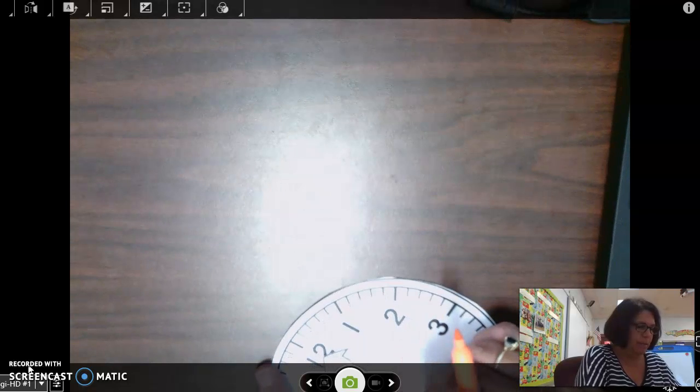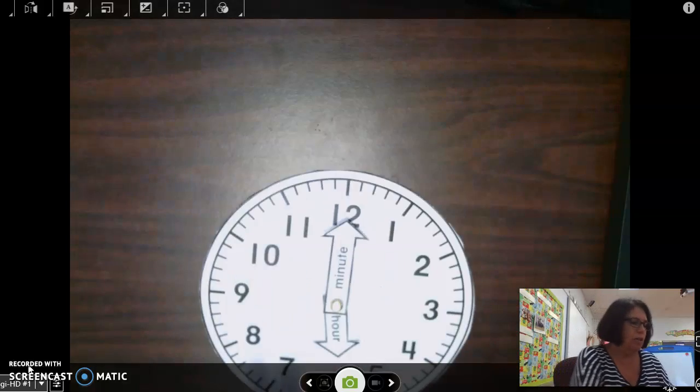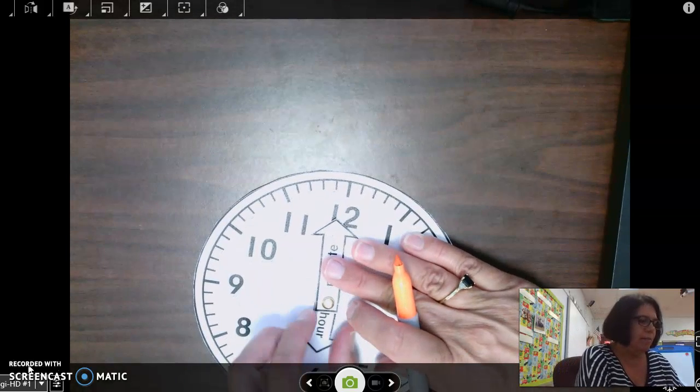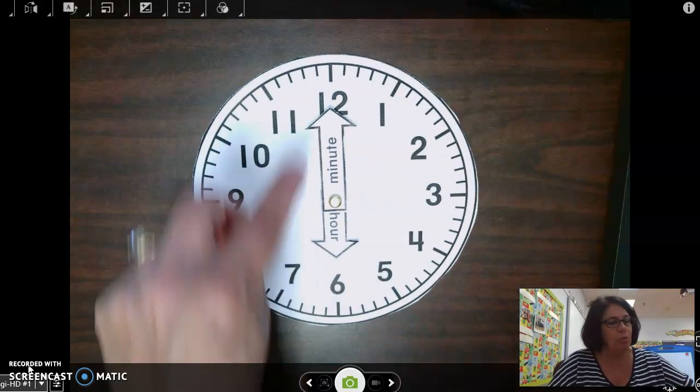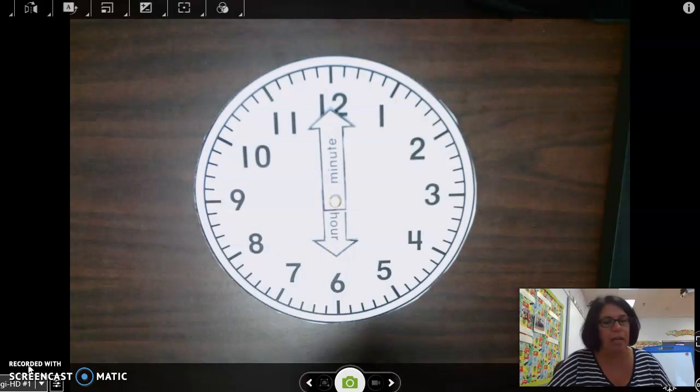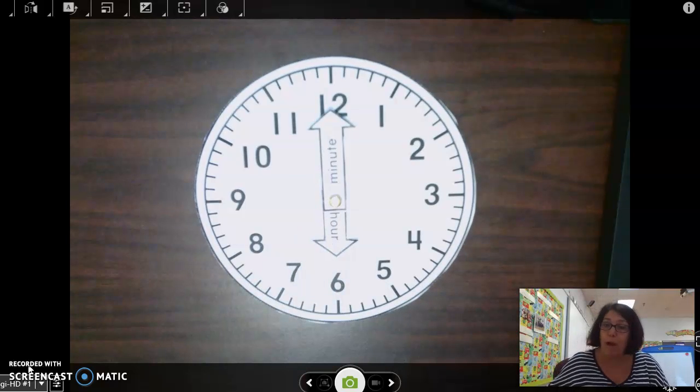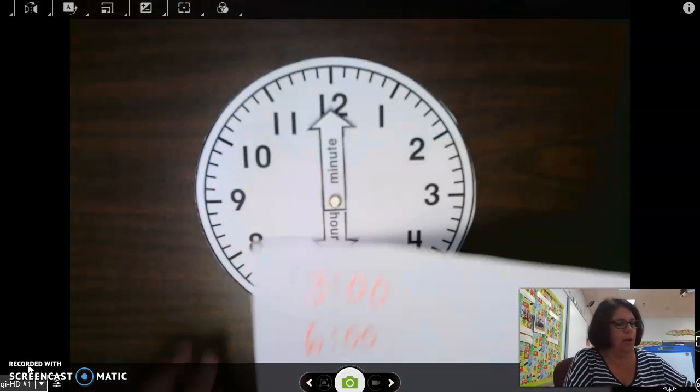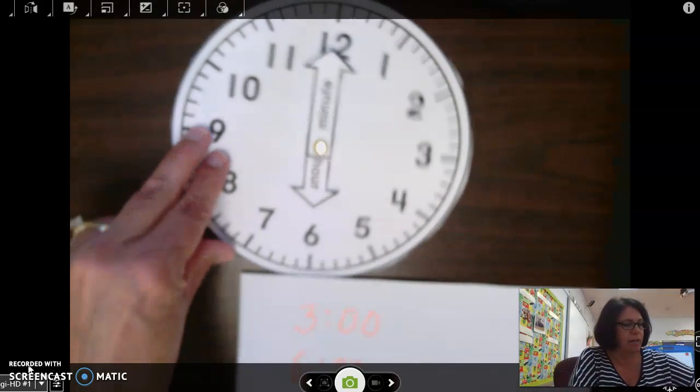On our analog clock, 6 o'clock looked like that. Trying to make that straight. Alright. Our minute hand was pointing to our 12. Our hour hand was pointing to our 6. And when we write that in digital, remember, the hour goes first, so we put a 6, our 2 dots on top of each other, and then 0, 0 means o'clock. So here we go. We've got 6 o'clock.